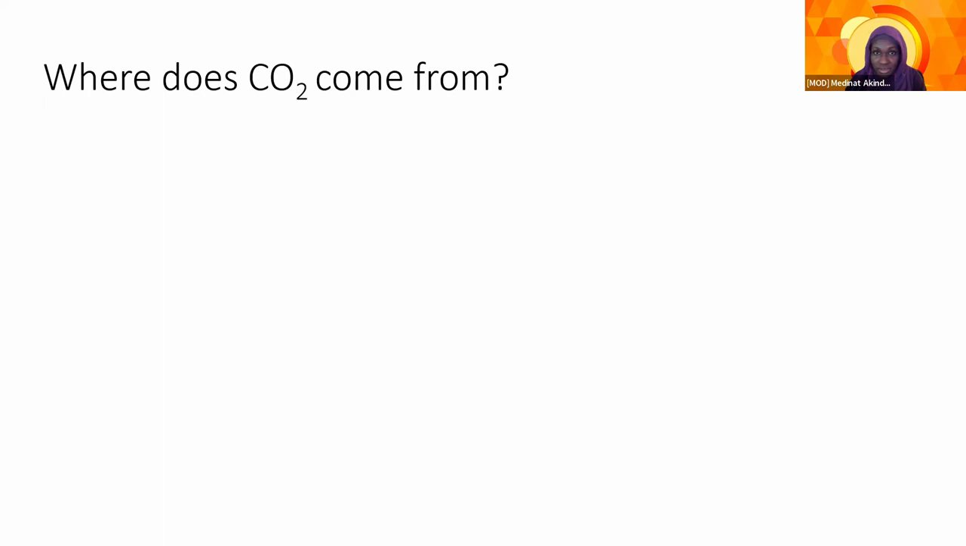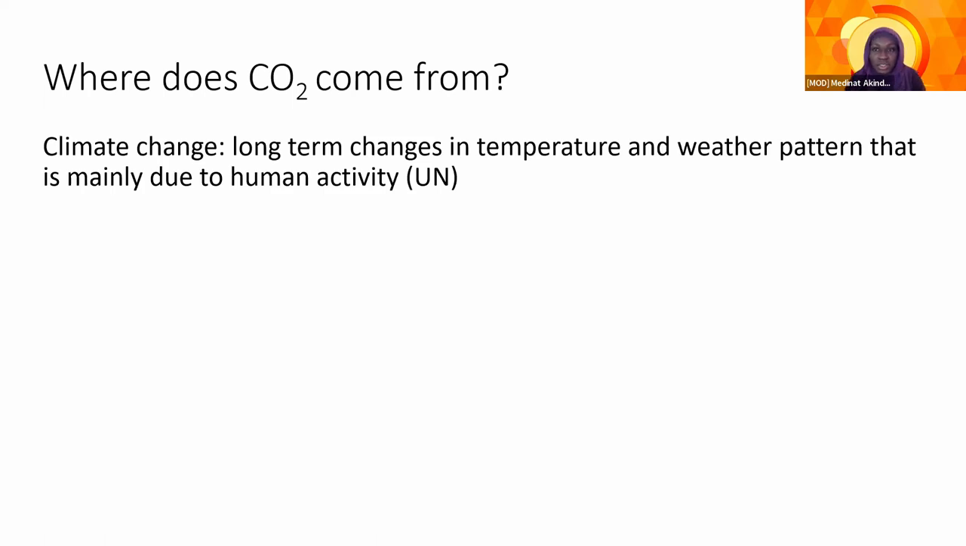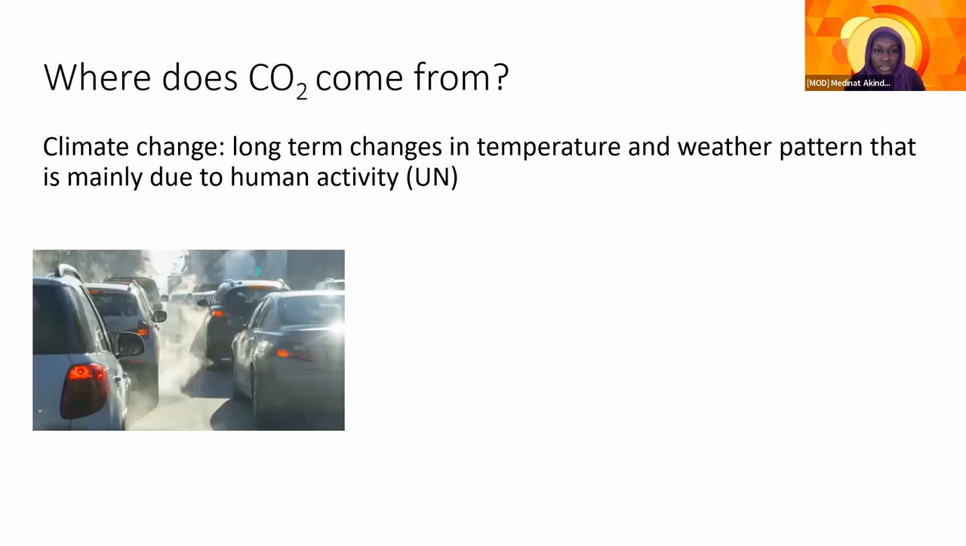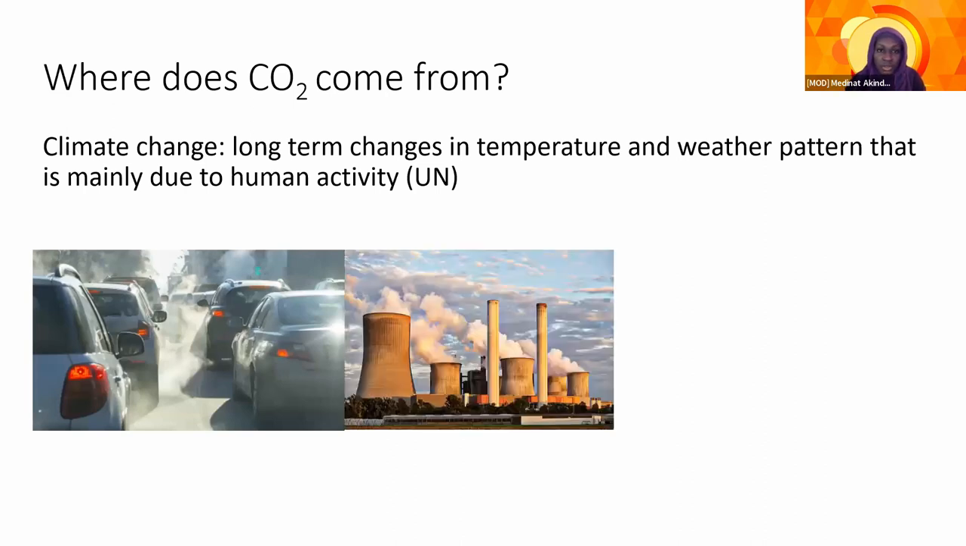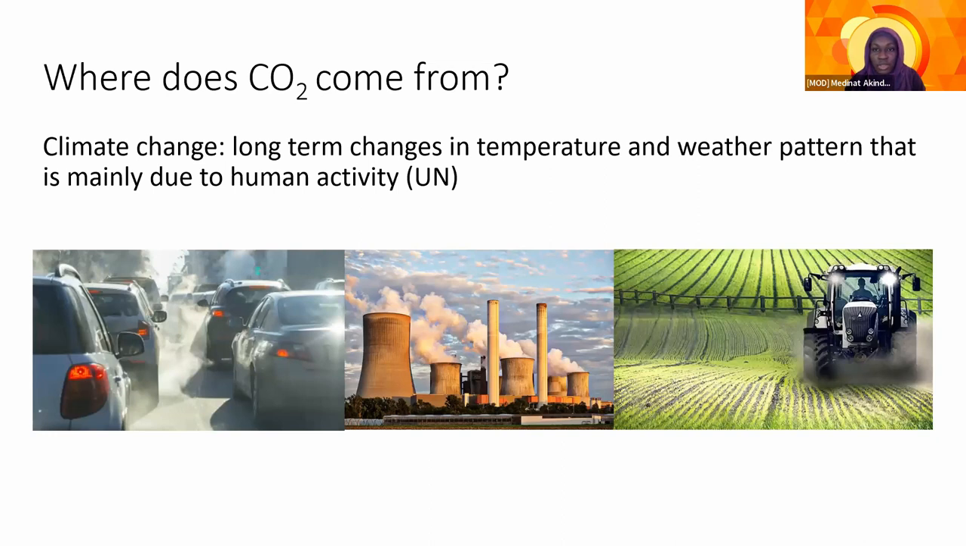If you look at the definition of climate change, it's the long-term changes in temperature and weather patterns that are mainly due to human activity. Someone mentioned cars. Cars emit CO2 from the exhaust or the smoke. Power plants emit CO2 when they're producing electricity, and also farming equipment. These are just a few sources of where CO2 comes from.